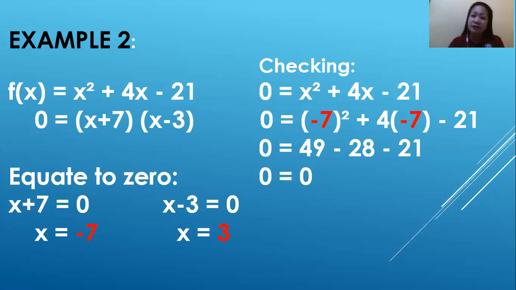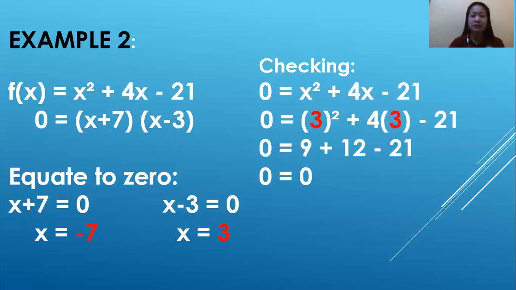Okay, let us check. We're going to use first the value of x, which is negative 7. x squared is 49, plus 4 times negative 7 is negative 28, minus 21. So 49 minus 28, we have positive 21, minus 21 is equal to 0. Therefore, negative 7 is correct.